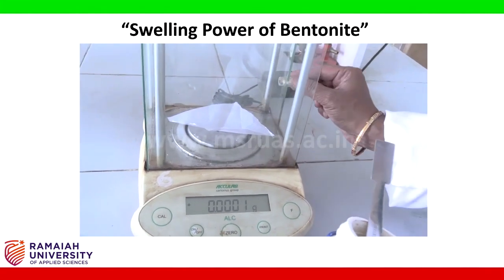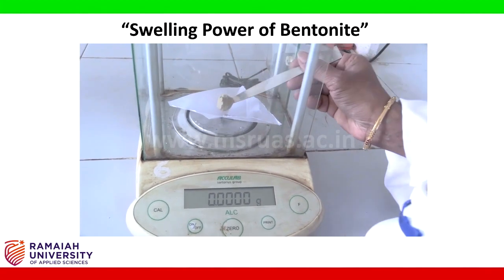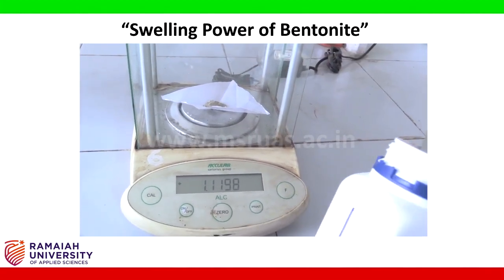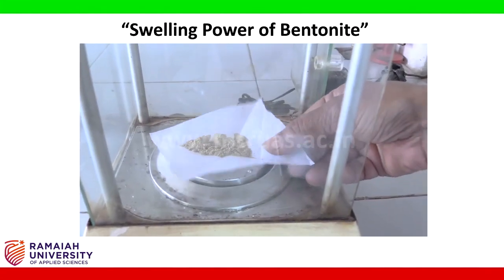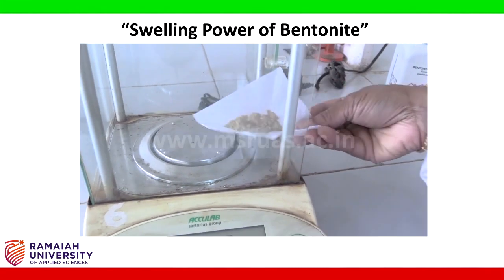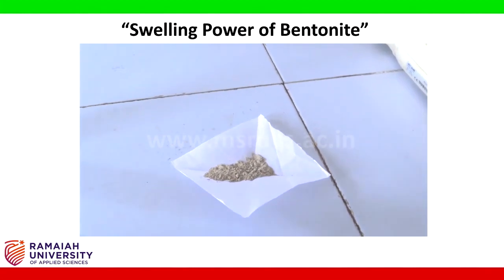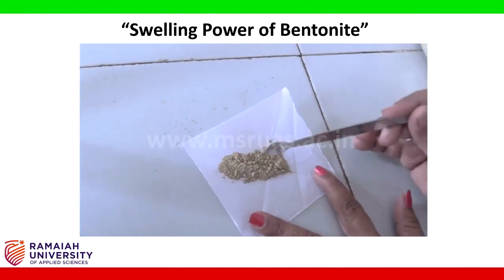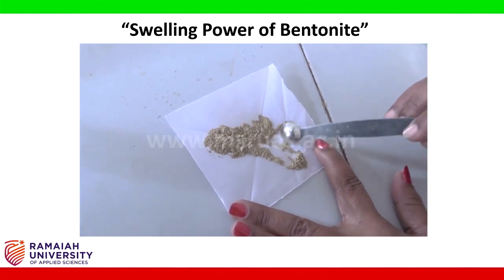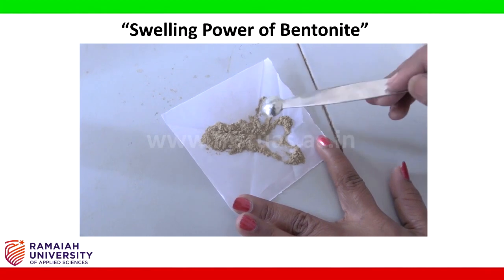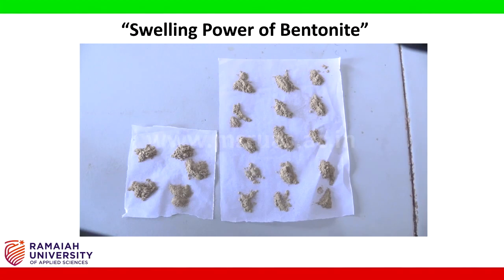Nullify the weight of the butter paper, then weigh approximately 2 grams of bentonite. Weighing approximately 2 grams of the bentonite. Divide the bentonite into 20 equal parts. It is divided into 20 equal parts.